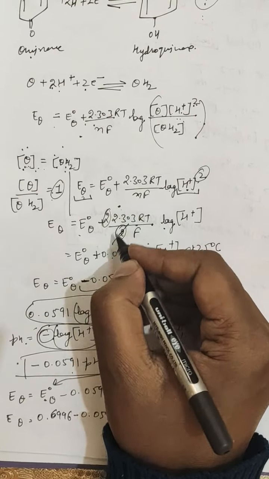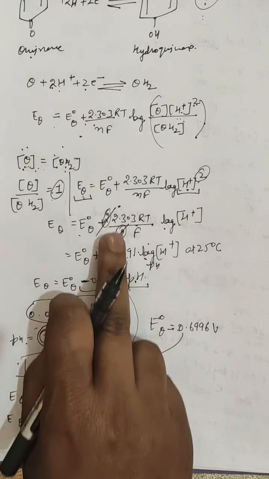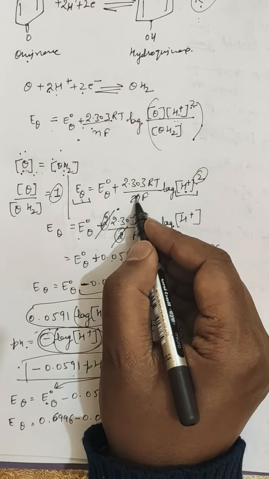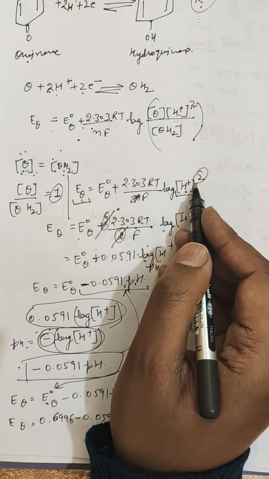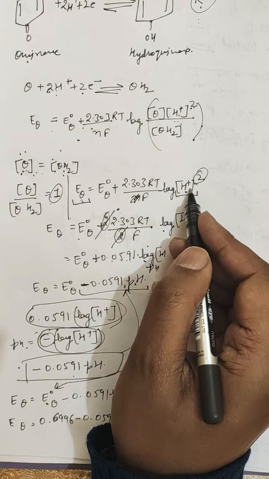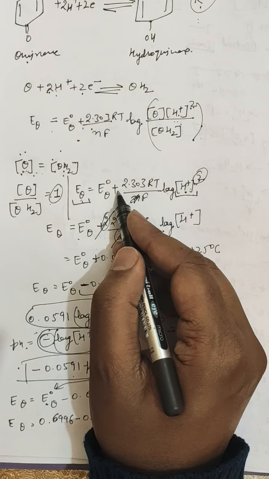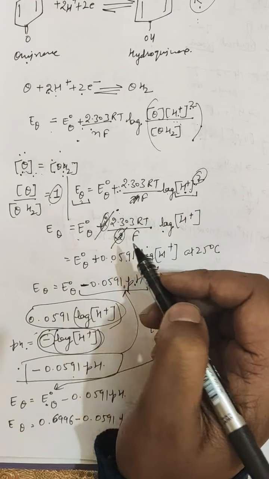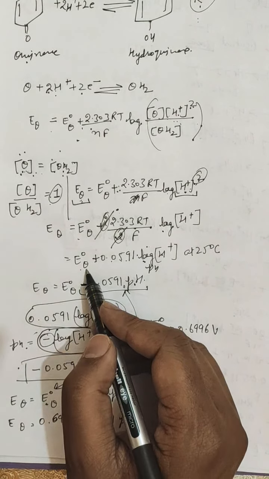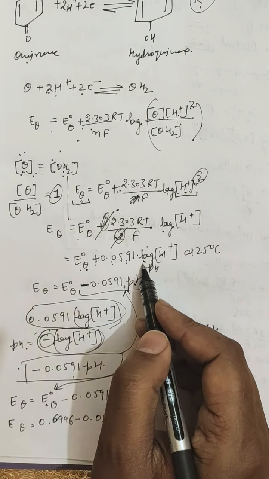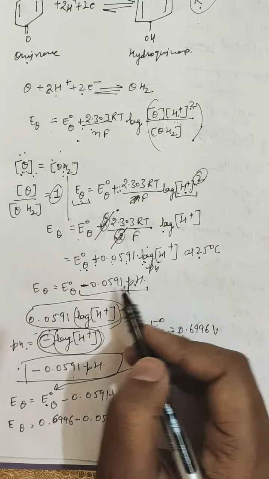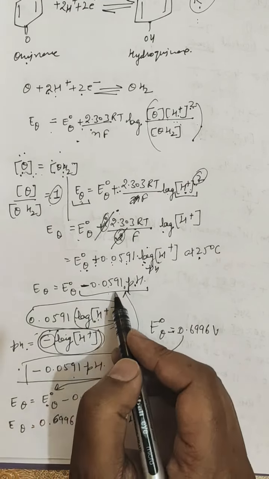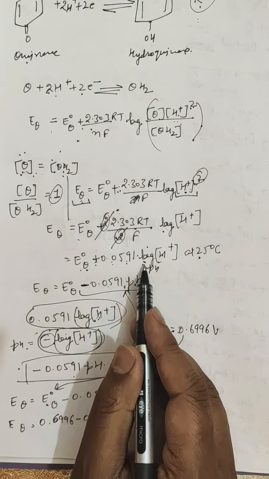So this 2 was cancelled with this 2, so it becomes basically 2.303 RT by F. So n was omitted. Why? Because the value of n was 2 and the proton term was also squared, raised to power 2. So this 2 comes in the form of coefficient, and both of these cancelled between themselves. So simply it became equal to E naught Q plus 0.059 log of this proton at 25 degrees, and then we applied the pH equation in this. We inserted the pH equation in this equation.